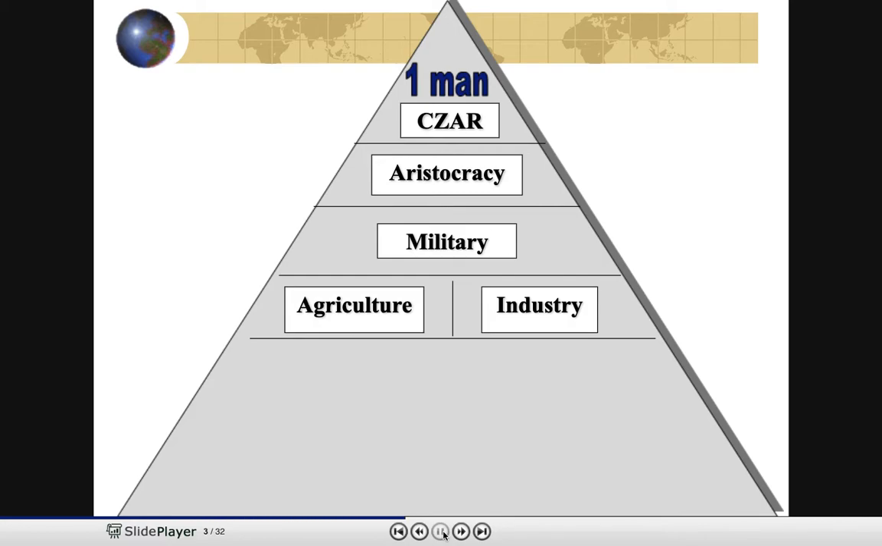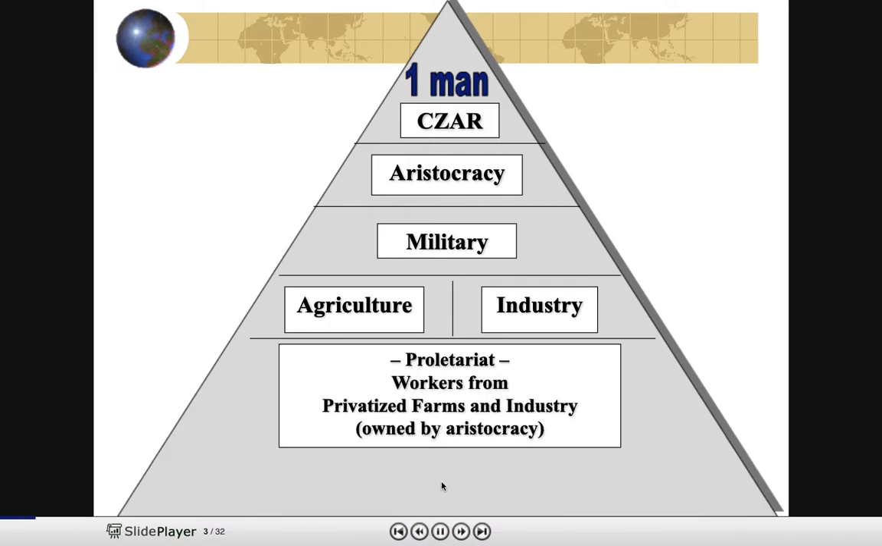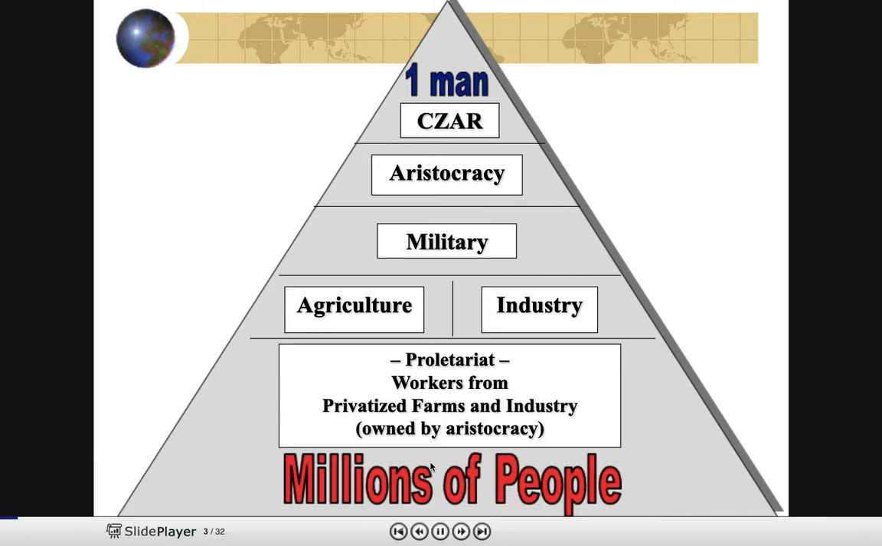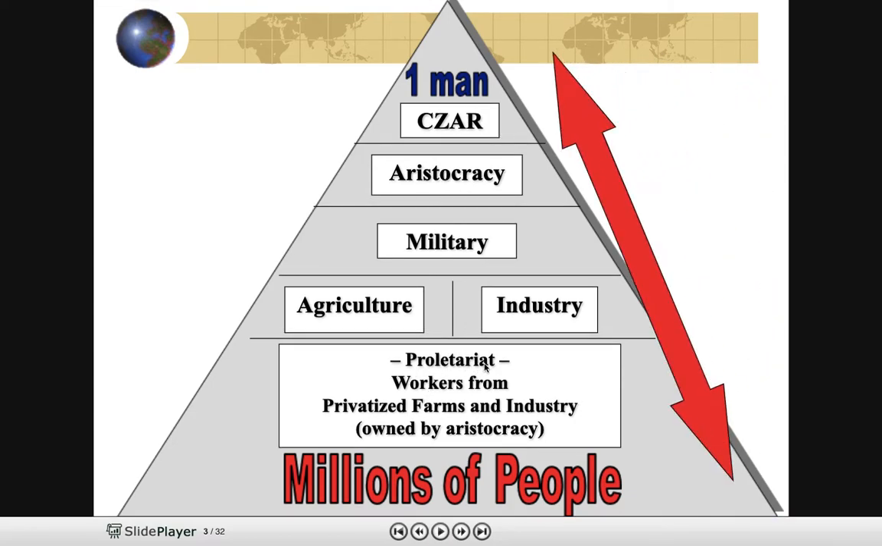But at the very bottom, you should write down, if it doesn't pop up here in a second, the proletariat. There we go, the proletariat. These are workers from the private farms and the industry, and these are owned by the aristocracy. Remember, the people with money have a lot of power. So when we talk about the proletariat, that's a lot of people. Most of us would probably fall into that proletariat category if we lived during this time.